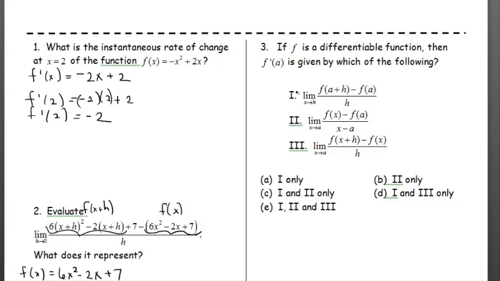Now, I think on your note card, let me change this. It's been updated. I just don't have an updated one. I think the only change to this page is that this should be h approaches 0.